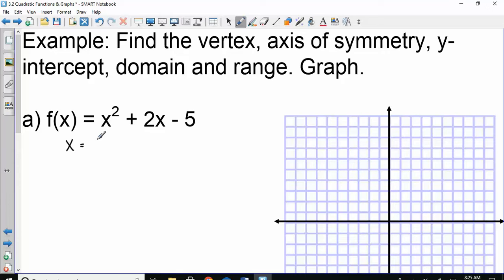So opposite of b, so my b is negative, so -2 over 2 times a is 1. Remember, it's ax squared plus bx plus c. So we get -1. To find the y value, plug it in. You plug in -1.